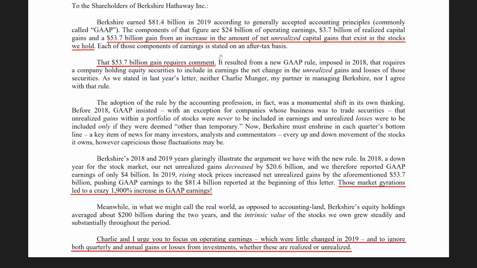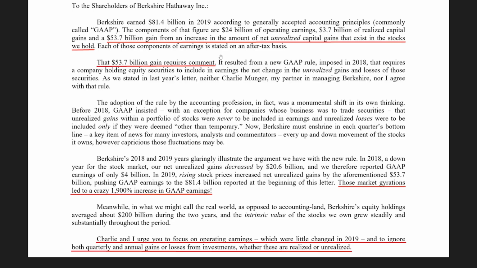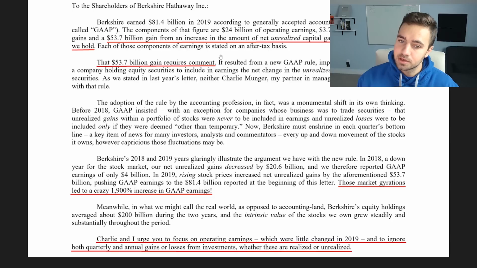And then he continues on, the adoption of the rule by the accounting profession, in fact, was a monumental shift in its own thinking. Before 2018, GAAP insisted, with an exception for companies whose business was to trade securities, that unrealized gains within a portfolio of stocks were never to be included in earnings, and unrealized losses were only included if they were deemed other than temporary, basically permanent losses to investments. Now, Berkshire must enshrine in each quarter's bottom line a key item of news for many investors, analysts, and commentators. Every up and down movement of the stocks it owns, however capricious those fluctuations may be. So you can see by his wording here that, again, he doesn't really agree with these rules.